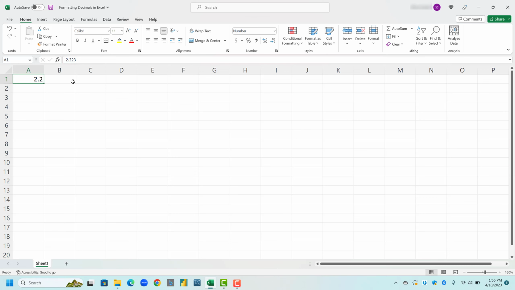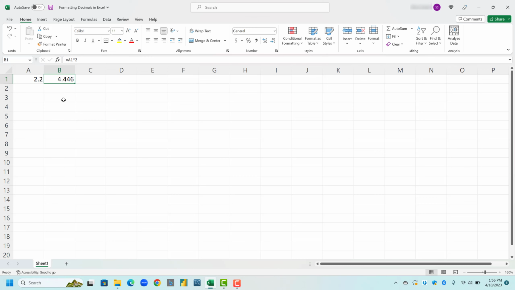One additional thing to consider is that when you do a calculation on a number that's had its decimal decreased, the calculation still uses the underlying precise value. So what does that mean? Let's say we multiply 2.2 by 2. Hit enter. As you can see, the result of 2.2 times 2 is not 4.4.